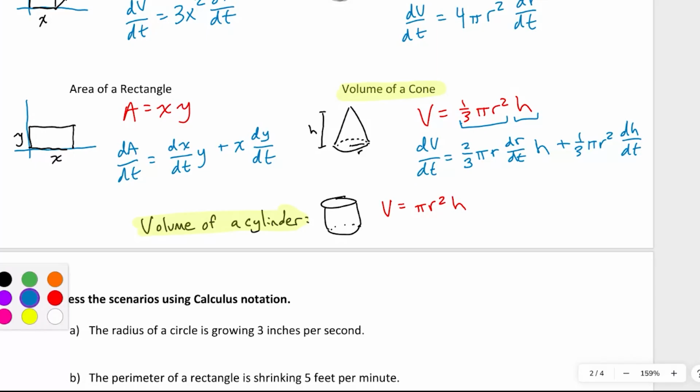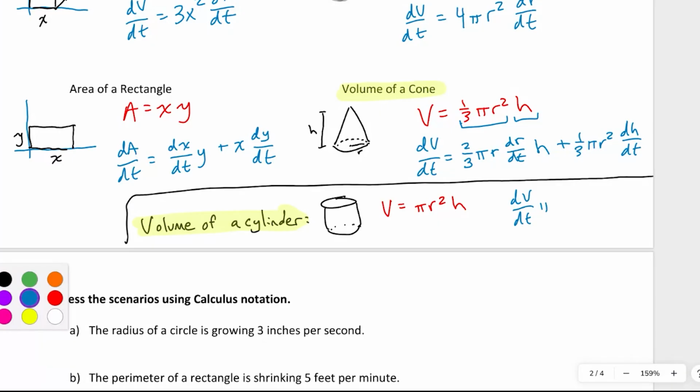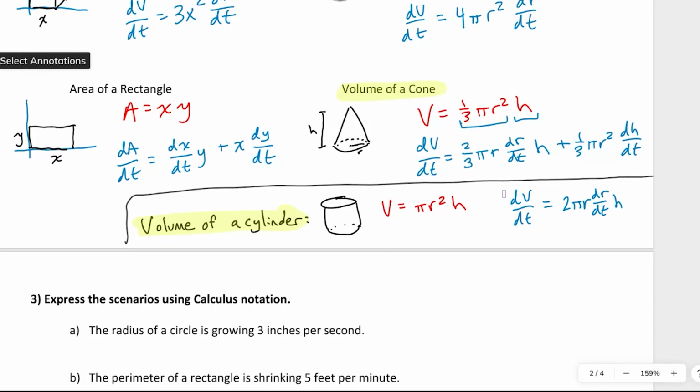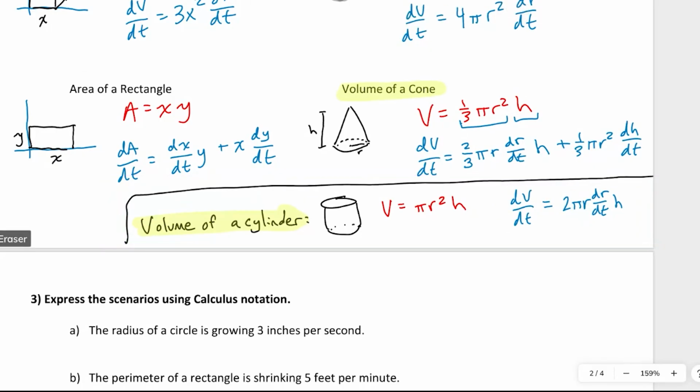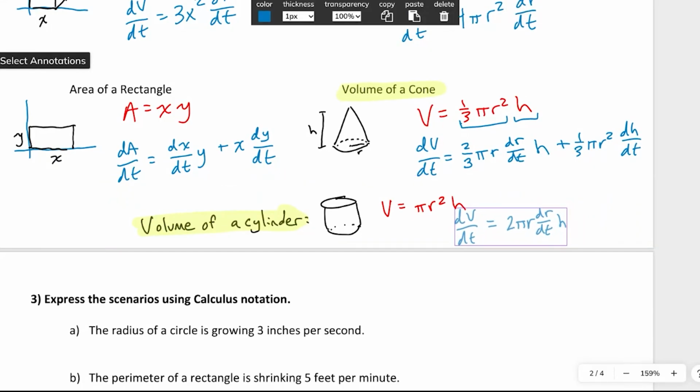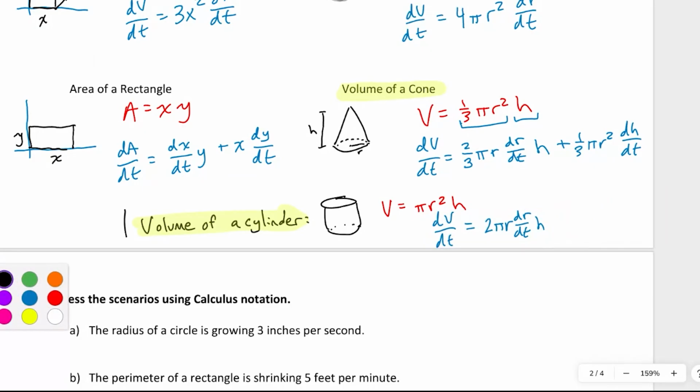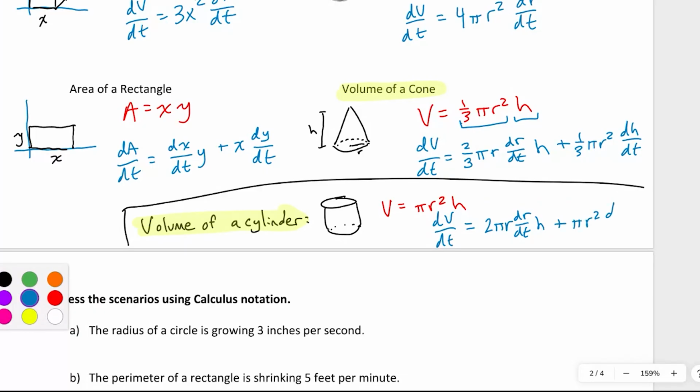So if we differentiate that with respect to t, let me just block this off here, dV/dt, and we're going to use product rule one more time. 2 pi r dr/dt h plus pi r squared times dh/dt.